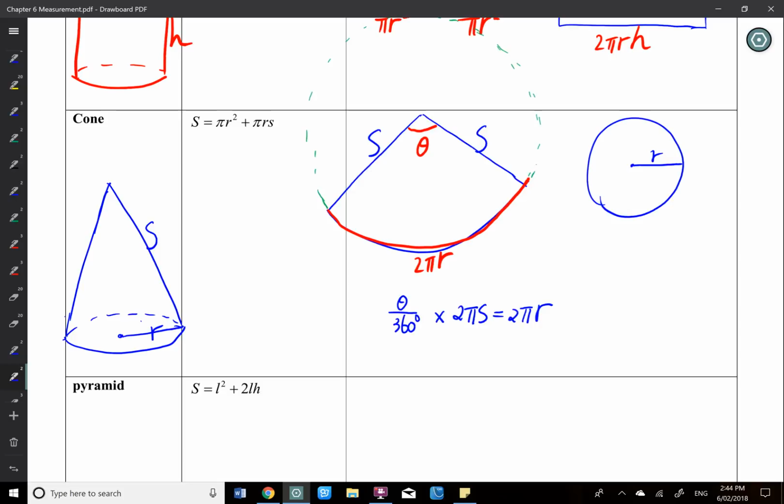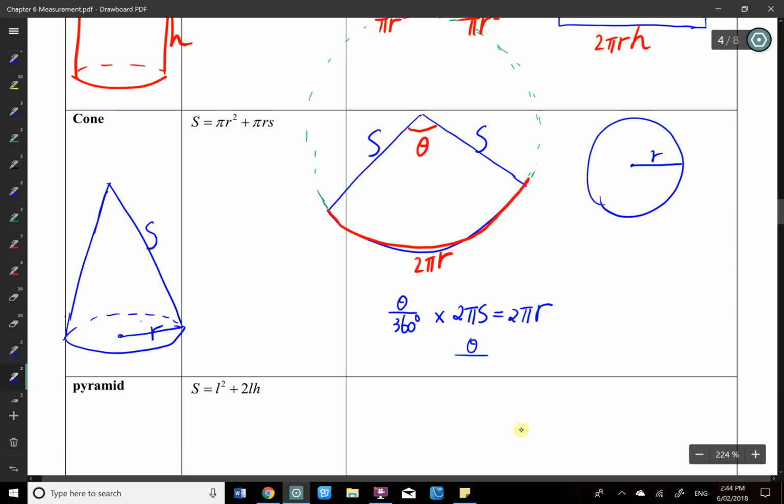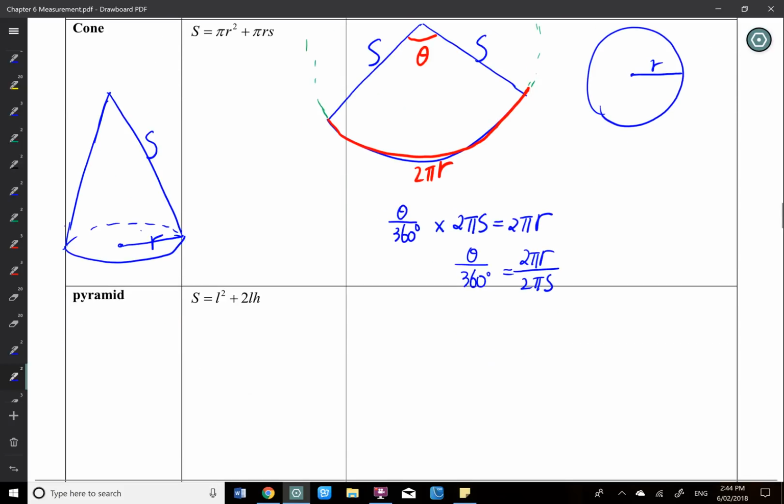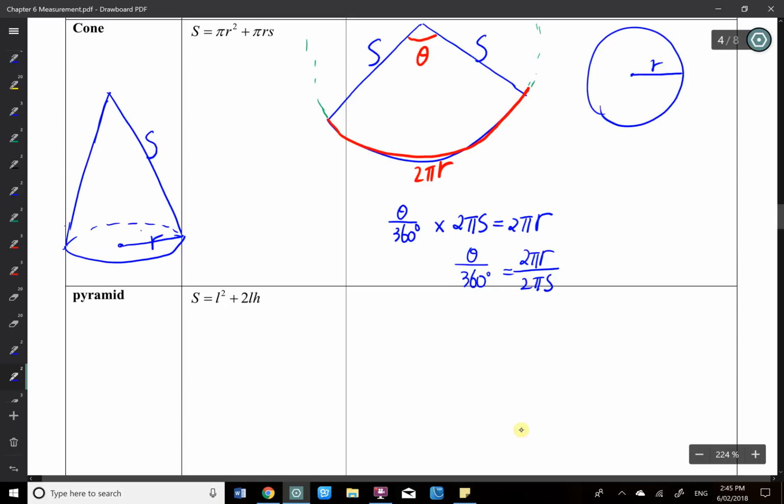Okay, give me the arc length. So the arc length is 2 pi r. Now I want to know what the proportion is. So my theta over 360 is the proportion. So that equals 2 pi r over 2 pi s. So I will divide this by that. Okay, move it to that side. So it's 2 pi r divided by 2 pi s. What does that equal? So the proportion theta over 360 is just r over s.